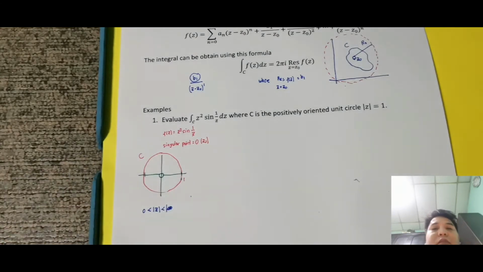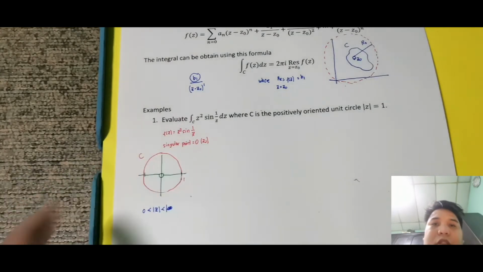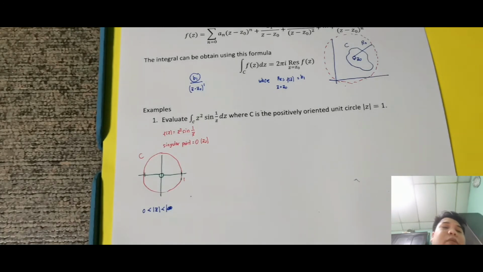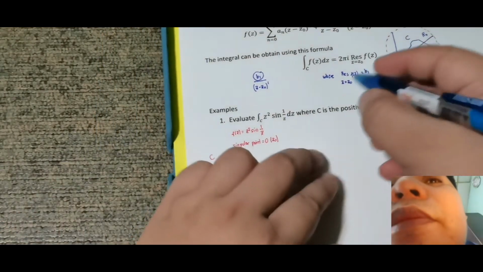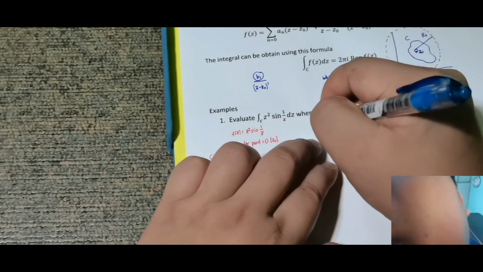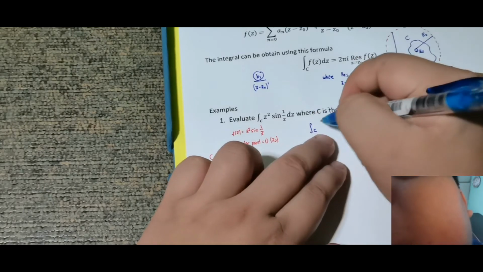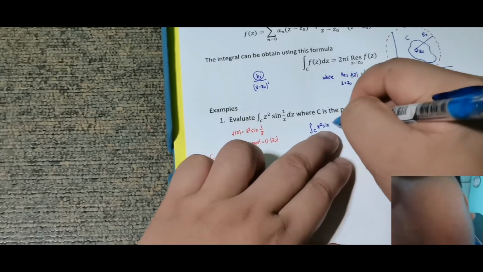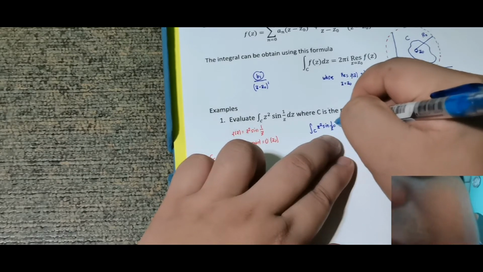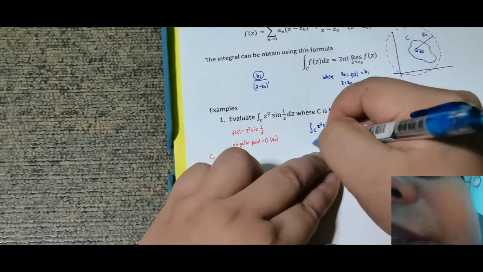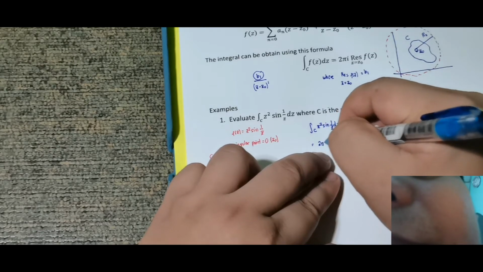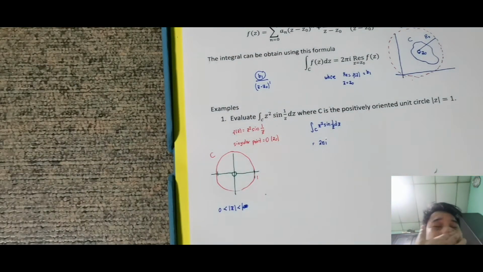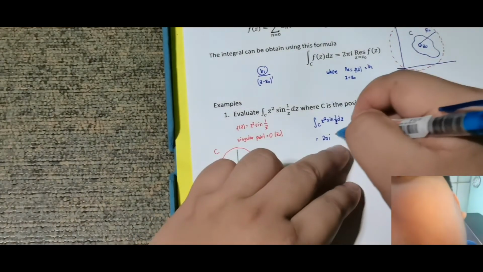So meaning, mapupuform natin ang Laurent series nitong z squared sine of 1 over z. Okay, so using this definition, the integral, solve ko na lang ha, the integral along the contour C of z squared sine 1 over z dz is just equal to 2 pi i. So yan yung importante: 2 pi i formula, then residue.